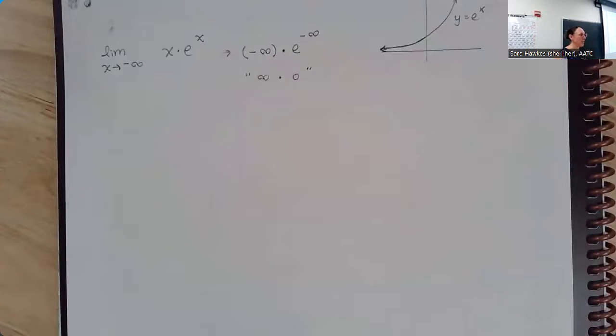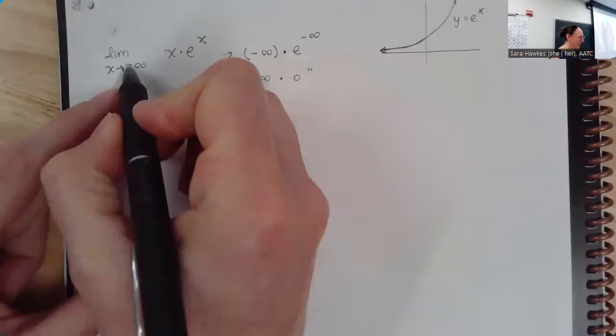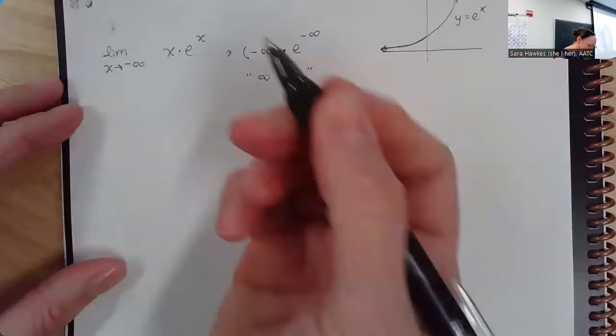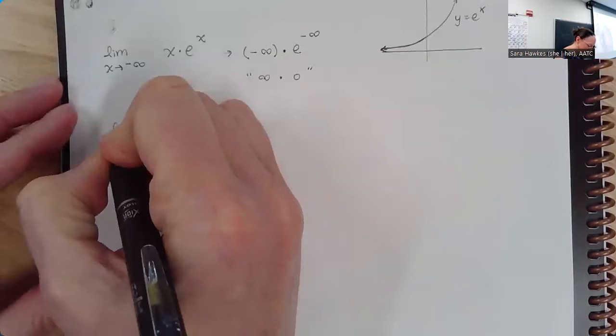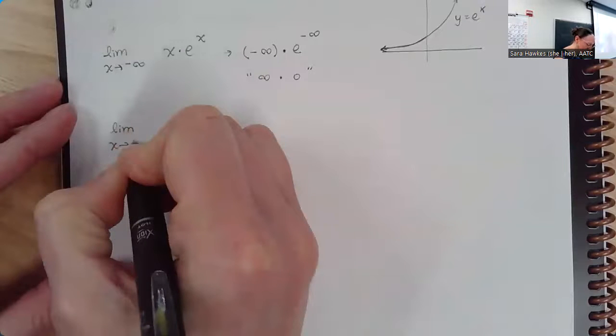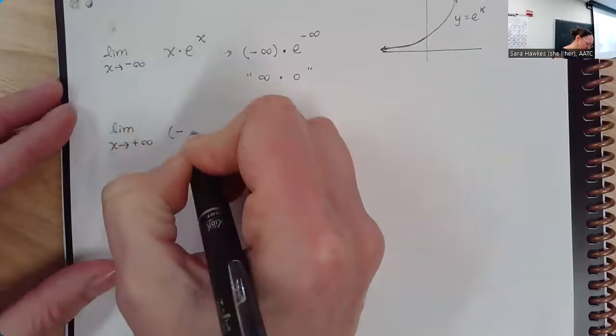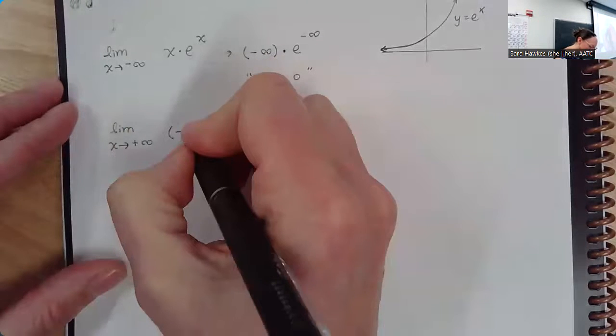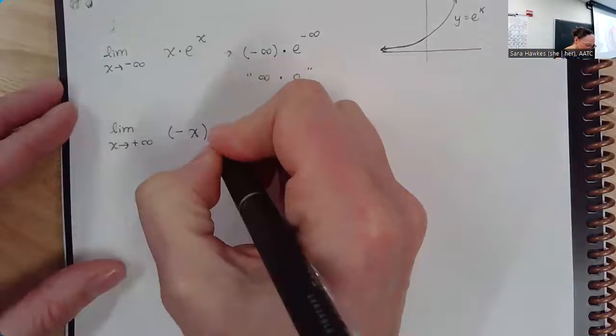And because it's not one that I can apply L'Hopital's to, I have to do something to make it infinity over infinity or 0 over 0. And that's where I'm saying we have a couple of options for how to deal with that. One option is to steal the minus sign and to instead say this limit would be the same as taking the limit as x approaches positive infinity of negative x times e to the negative x.